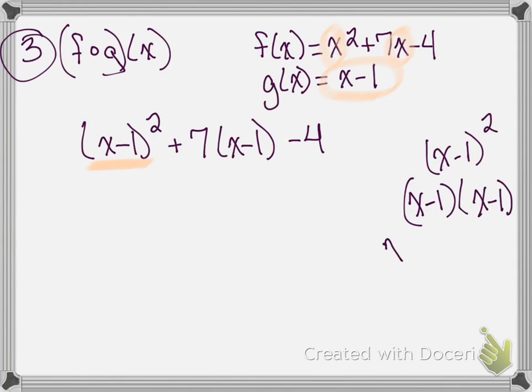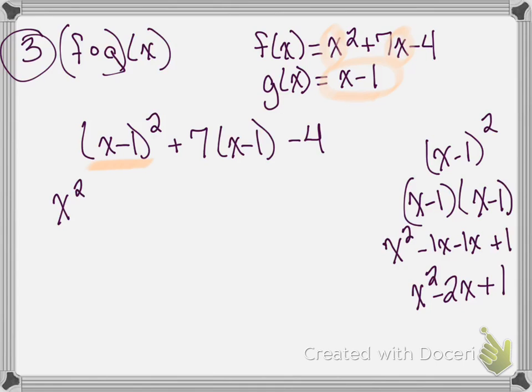So it's going to be X squared minus 1X minus 1X plus 1. X times X is X squared. X times negative 1 is negative 1X. Negative 1 times X is negative 1X. Negative and negative is positive. So I have X squared minus 2X plus 1. And that goes right here, because that's what this is right here.